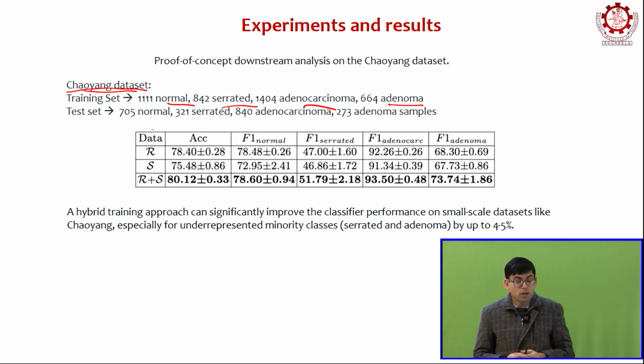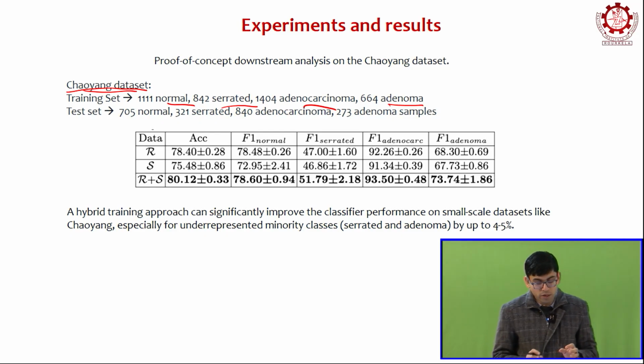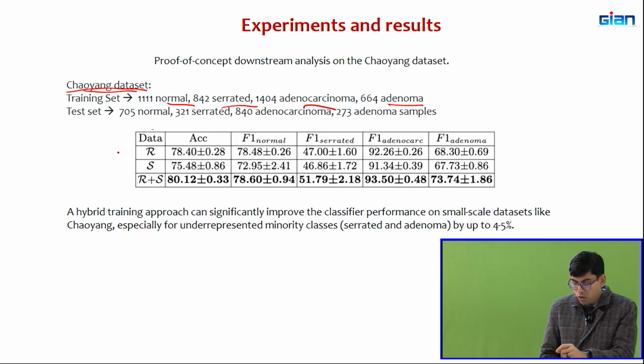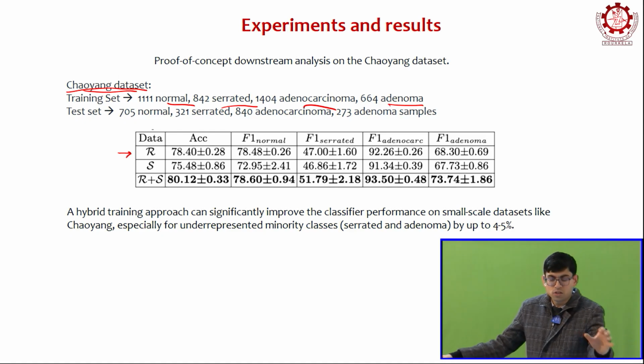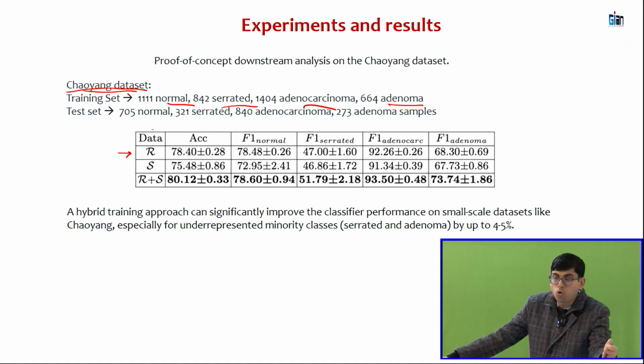Now, if you look at the table, there's something very interesting happening here. If you train your classification model, I don't really remember the specifics of what classification model we used. It's there in the paper. So you take the features from your feature extractor, provide it to your model, and if you train your model only on the real data and evaluate it on the test set, you see the performance of the model in the first row. Just look at the numbers there: 78, 78, 47, 92, 68. Right?